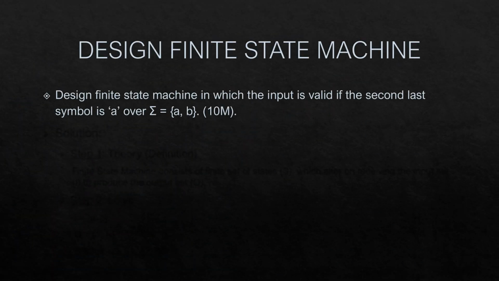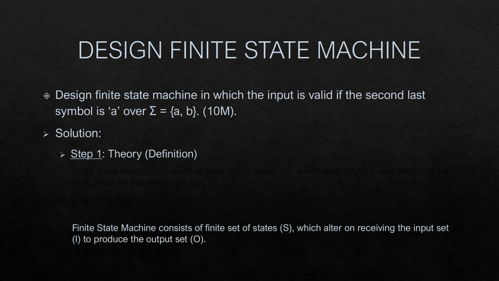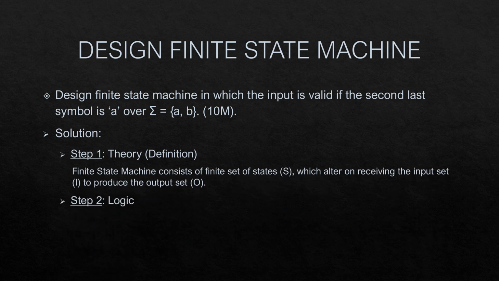Let's solve the second example, the second numerical saying: design the finite state machine in which the input is valid if the second last symbol is A. Step number 1 is theory, the definition of finite state machine. In logic, I is already given, that is A comma B. Our O will remain the same, that is Y comma N, and finally the states will become QS to Q3.